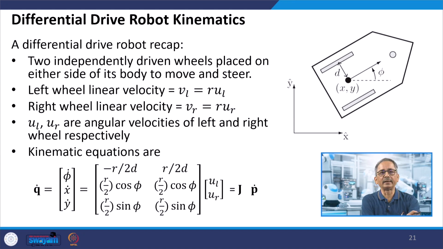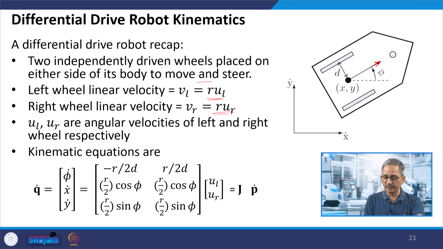Next, let us look at the differential drive robot kinematics. Here again I am interested in finding the inverse kinematic solution, where I am given my robot velocity and I am interested in finding what my wheel velocities are. So, here there are two independently driven wheels placed on either side of the body. Left wheel linear velocity, these things we have already seen in our last lecture on forward kinematics.